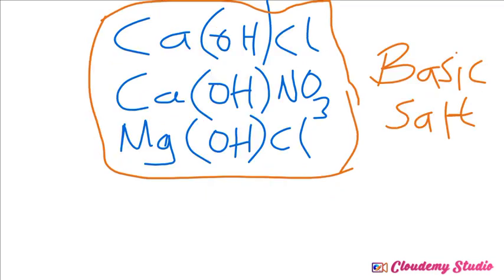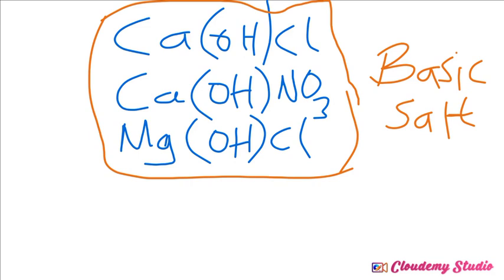The third type of salt, basic salt. You will notice that there is CaOH. There is OH there. That OH there shows that it is a base or an alkali. Let's say base, just base, basic salt. OH there, basic salt. OH here, basic salt. So this first one is calcium hydroxide chloride. Second one is calcium hydroxide trioxonitrate(V). The third one is magnesium hydroxide chloride. So all those ones, they are basic salts. They still have OH. So that means not all the OH has been removed.